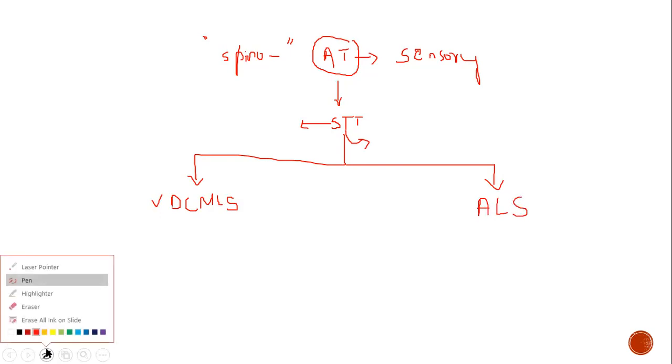Before I go into the details, let's revise a little bit the structure of the spinal cord. We all know that the spinal cord looks like this, not exactly like this. It's a very bad diagram, but still, no tension, it is for understanding. So we know we have gray matter. This is the gray matter, which is an H-shaped structure.